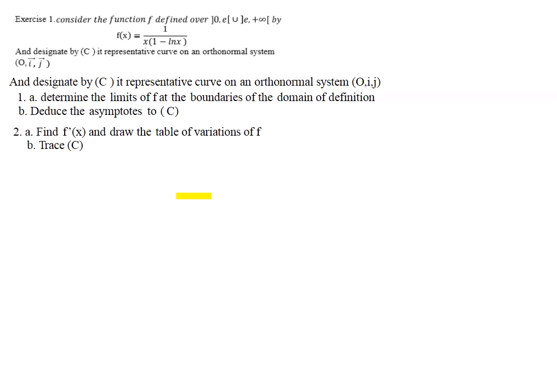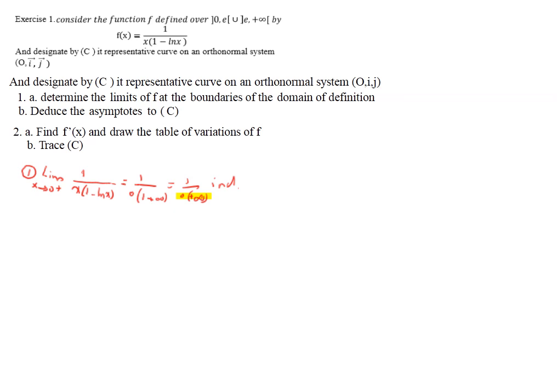So how many limits are we going to do? 4 limits. When x tends to 0 plus, when x tends to e minus, when x tends to e plus, and when x tends to plus infinity. I'm going to start with the limit when x tends to 0 plus. So we replace x by 0, 1 over 0 plus times 1 minus ln 0 plus, which is minus infinity, and we have minus, so it becomes 0 plus times plus infinity.